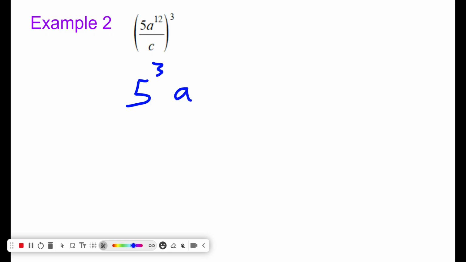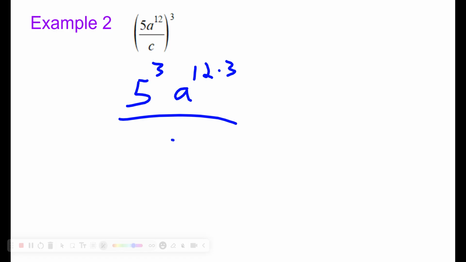5 times a to the 12th over c, and all of that's being raised to the 3rd power. So let's split up our terms. 5 is going to go to the 3rd power. a, the numerator, 12 times 3. And on the bottom, c doesn't have an exponent there, so we have to assume it's a 1. 1 times 3.